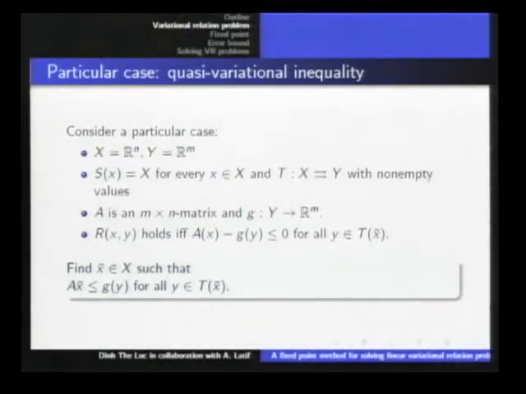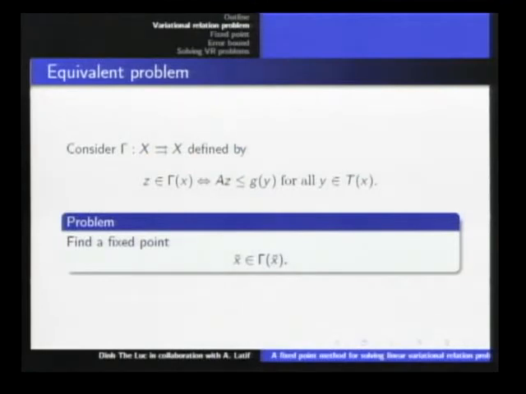Okay, so here you see that in fact we have a kind of variational inequality problem, but very complicated because the map T is not constant. I mean that T is a set valued map. Okay, so what relation with set valued map? Fixed point theory. Here, if I set gamma, a set valued map from X to itself, defined by this, then our problem is equivalent to finding a fixed point of this guy.